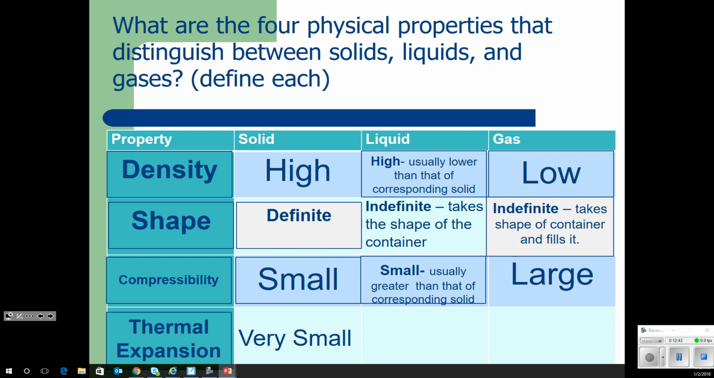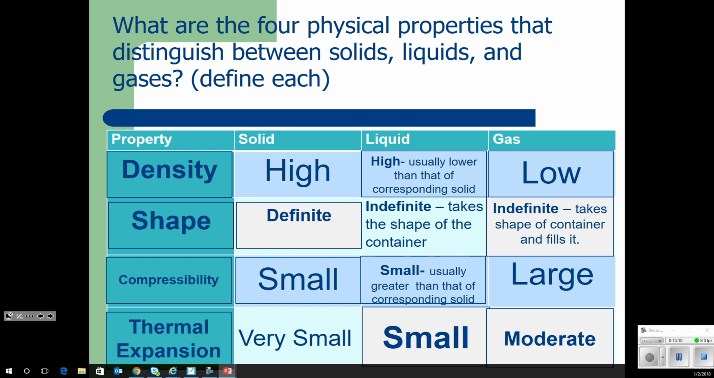The last one is what we call thermal expansion. Thermal expansion is how does heat affect it. Okay? Solid, if I heat up this desk, it's not going to all of a sudden blow up like a marshmallow. It's just going to get warm. Okay? It'll expand a little bit, but not very much. If I take liquid and heat it up, it tends to get a little bit more excited, and sometimes it will grow a little bit, but not very much.